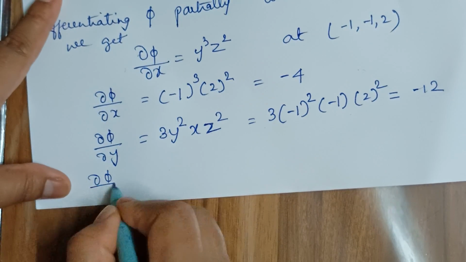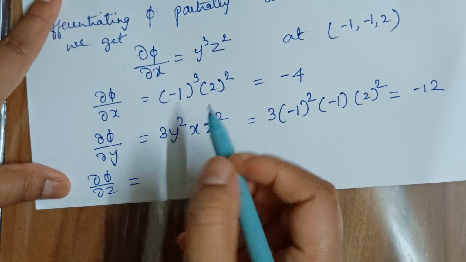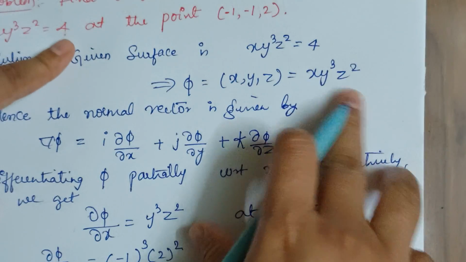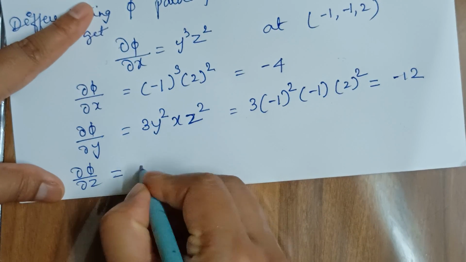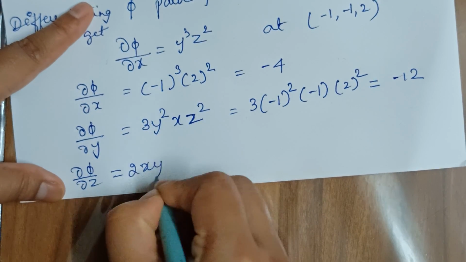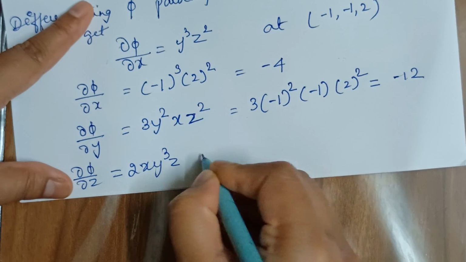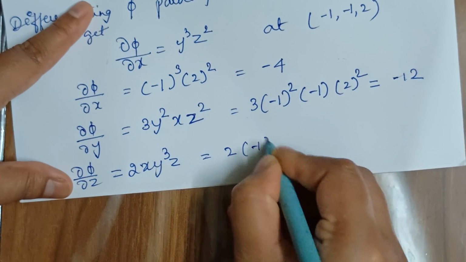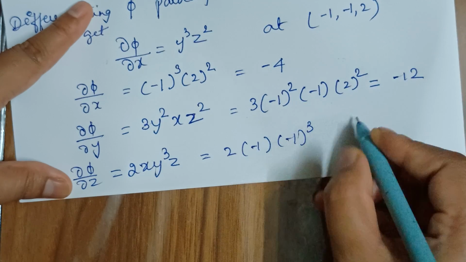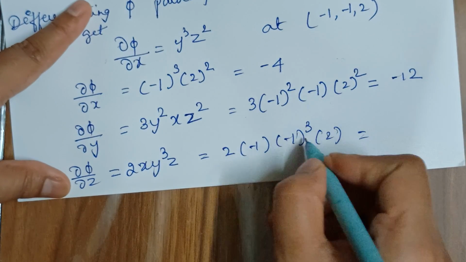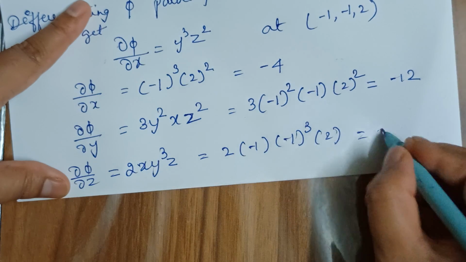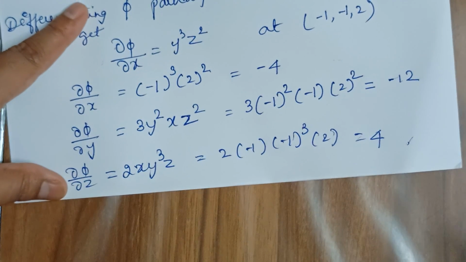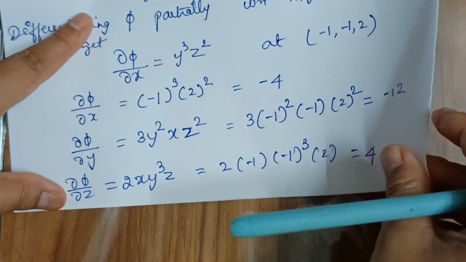So dou phi by dou z, partially differentiating with respect to z, this is going to be 2xy³, which is 2 into -1 into (-1) whole cube into 2. So this is going to be -1 into -1 is +1, so 2 2s are 4. Alright, so this is the simplification.